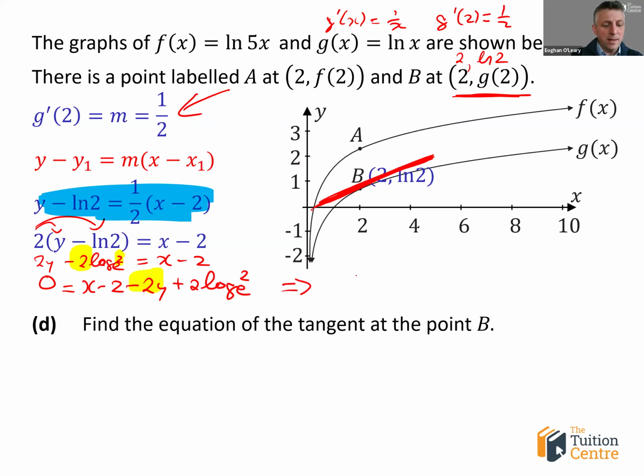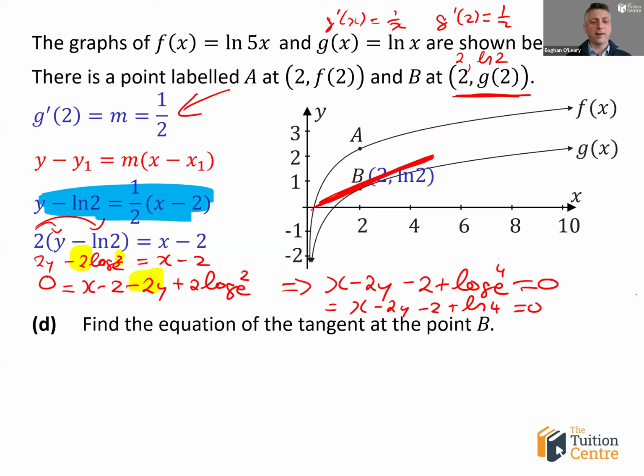So let me keep going here. That implies I'm going to say x minus 2y minus 2, and then I'm going to have a plus log 4 to the base e. And so my final answer, so that'll be equal to naught. My final answer will be x minus 2y minus 2, and I can say plus ln of 4 equals 0. And that will be my final answer.